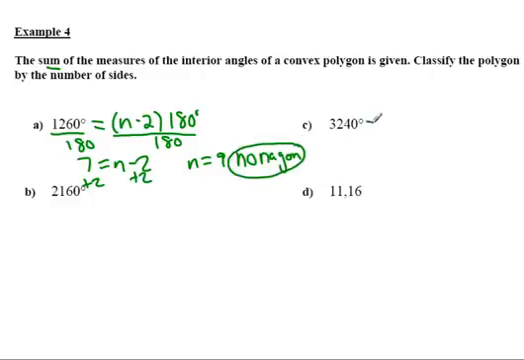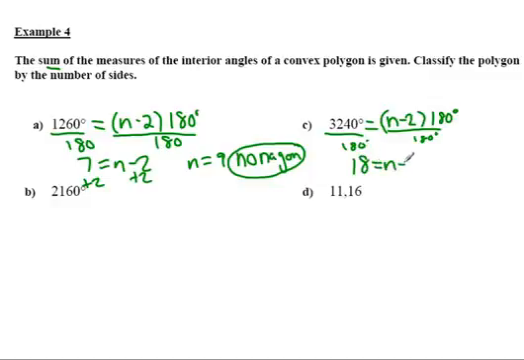Okay, we'll do the same thing over here. 1340 equals n minus 2, we'll put this in parentheses, times 180. First thing we'll do is divide both sides by 180 degrees. Again, degrees divided by degrees will cancel your degrees. When you take that number divided by 180, we'll get 18.